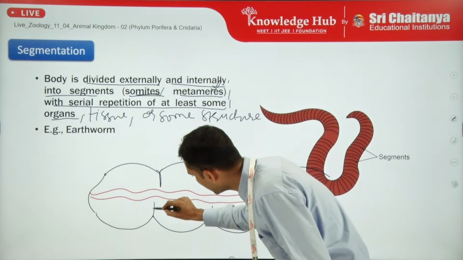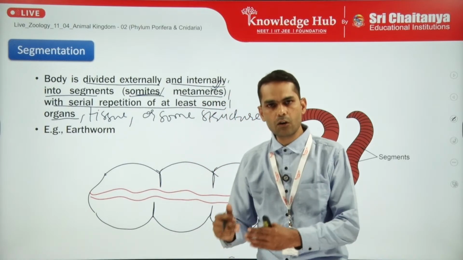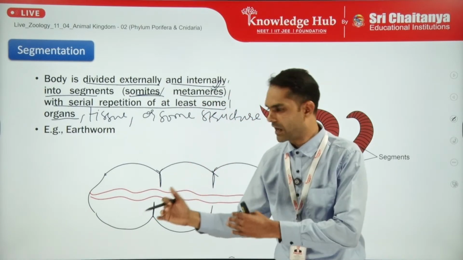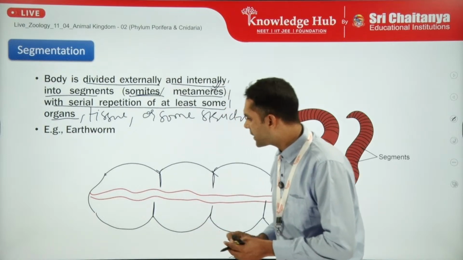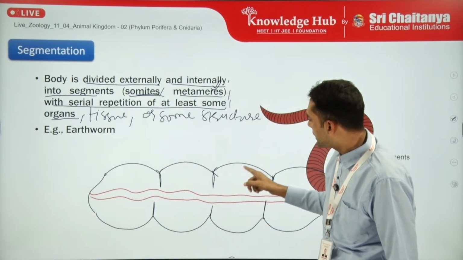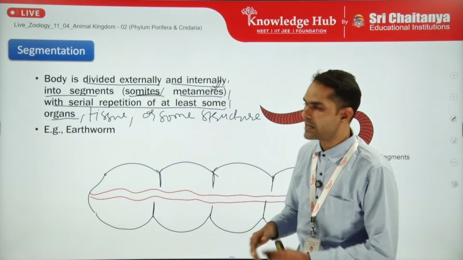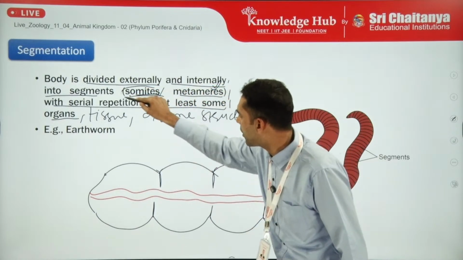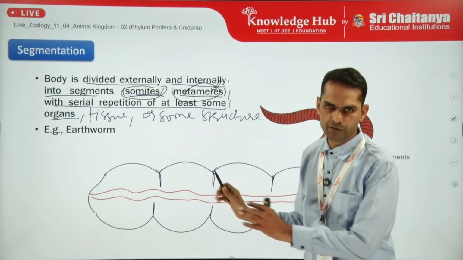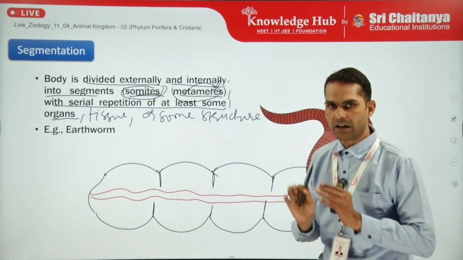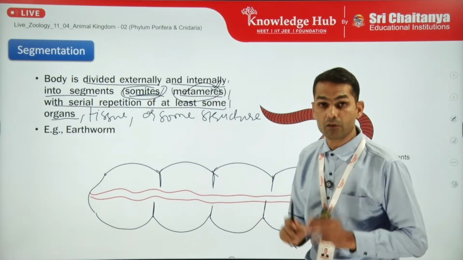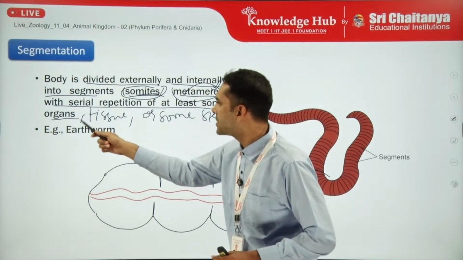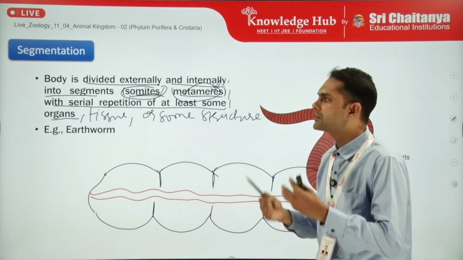If the body is dividing internally, that means the coelom will also divide into compartments. Each particular compartment can be termed either a somite or a metamer. Further, what is the other requirement of true segmentation? There must be a serial repetition of at least some organ.